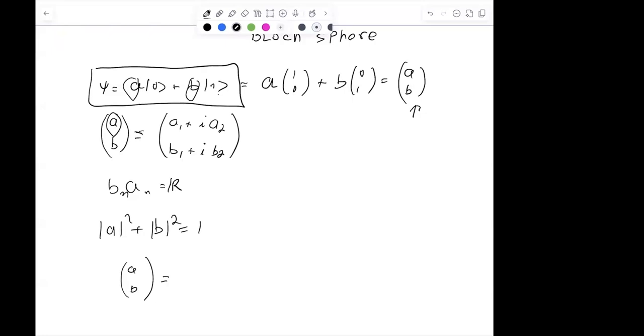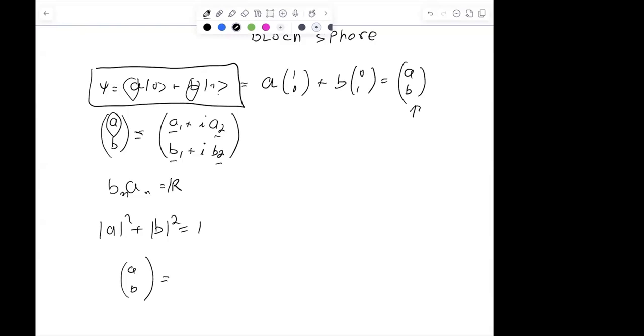So A is really A1 and A2, and B is really B1 and B2. So we actually have four real numbers that determine this little vector, which we call a qubit. Now we see that real qubits depend on four different numbers. They have 4 degrees of freedom. Scary, but I have good news. Actually, we can reduce these 4 numbers to 2 numbers.